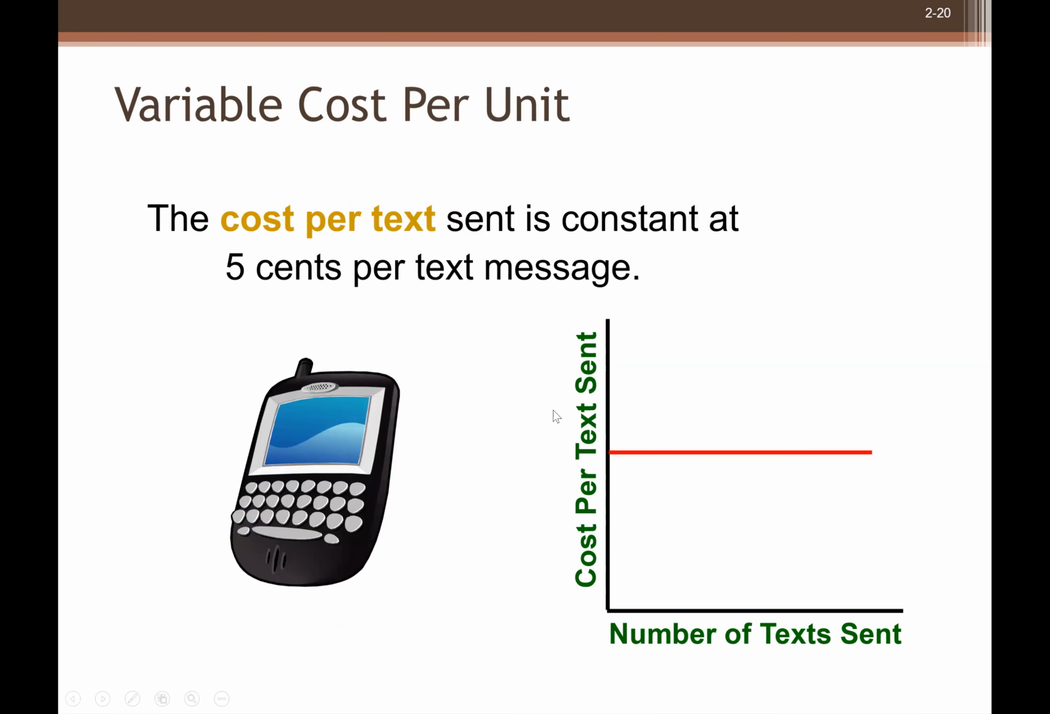If we talk about variable cost per unit, the nature of variable per unit cost is constant. In total, the more messages you send, the more the total cost is. But you can rely on its per unit basis, like 5 cents per message. If you send 15 messages, your bill is 75 cents. So in total, cost increases, but on a per unit basis, it is constant.